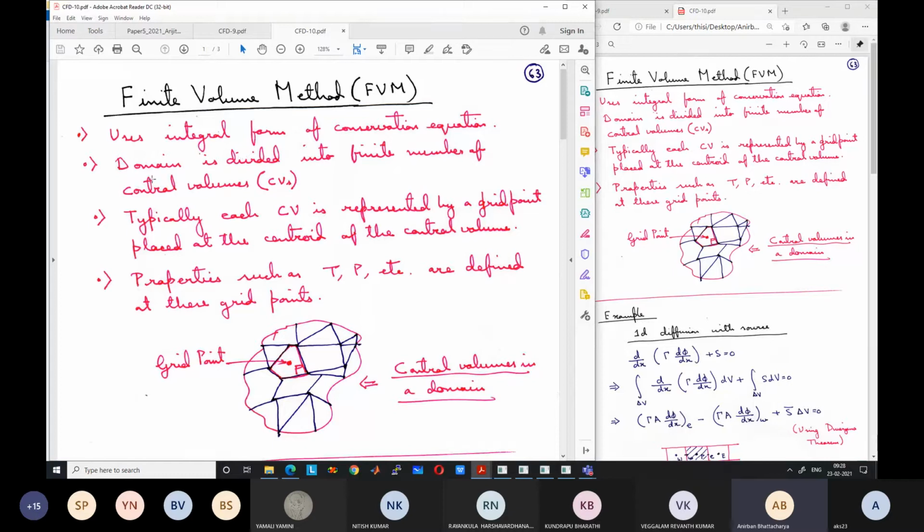Okay. So this uses the integral form of the conservation equation. Conservation equations can have two types of forms: differential form, which is valid at a single point, and integral form, which is valid over a larger domain. So this uses the integral form of the conservation equation. It has its advantage, as we will see later.